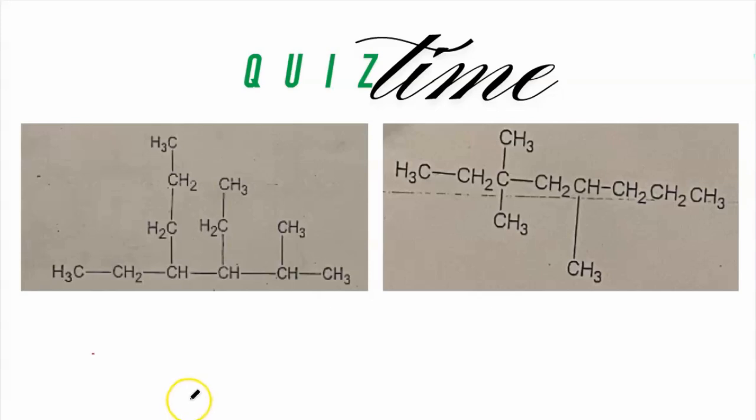All right, so let's go over these ones. We'll start with the first one, and we want to find the longest chain. It looks like the longest chain is going to be here. So that's our longest chain. We have 1, 2, 3, 4, 5, 6, 7 carbons in that chain. So the parent chain is heptane.